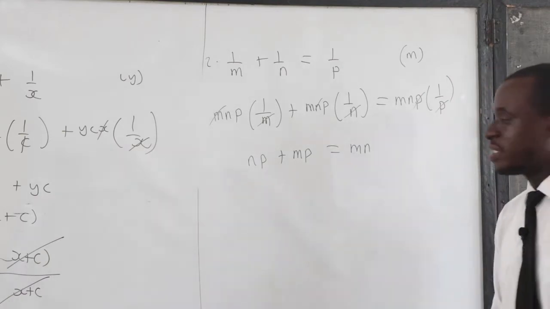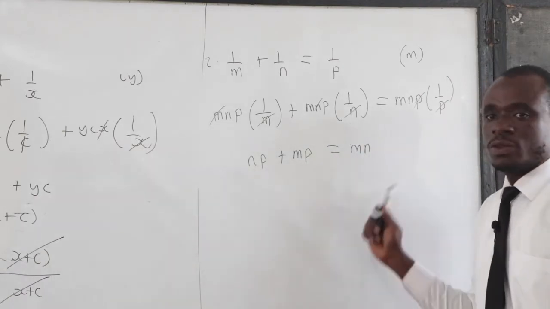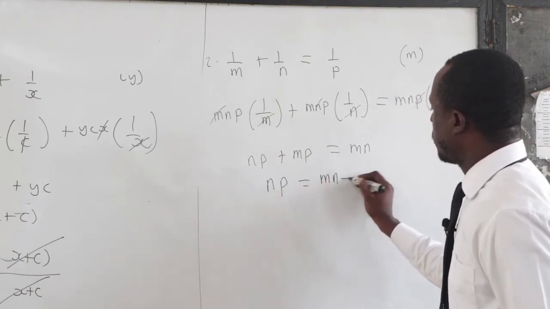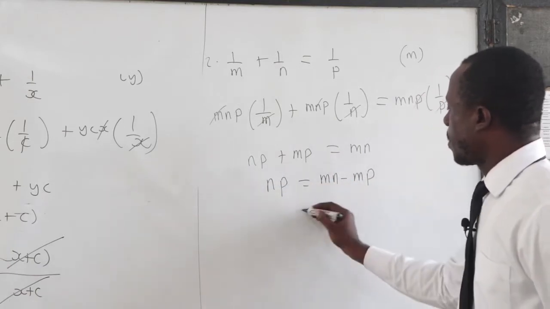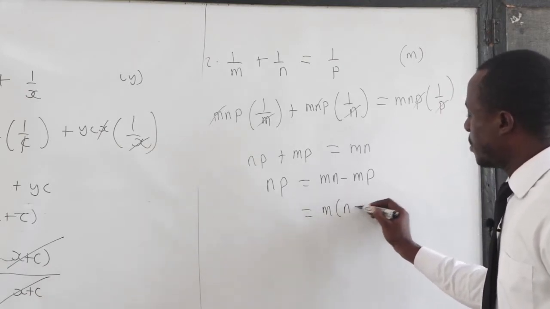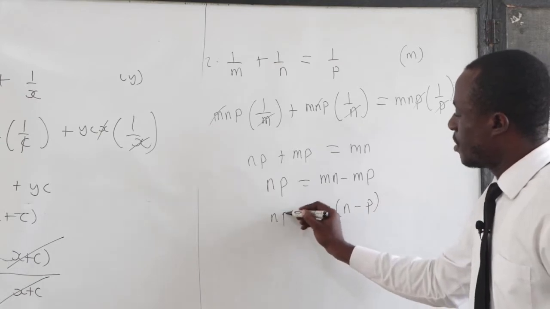We want to make m the subject. So let's take this mp to this side. We are grouping like terms. So we have np equal to mn minus mp. Now we can factorize m out from the right hand side, equal to np.